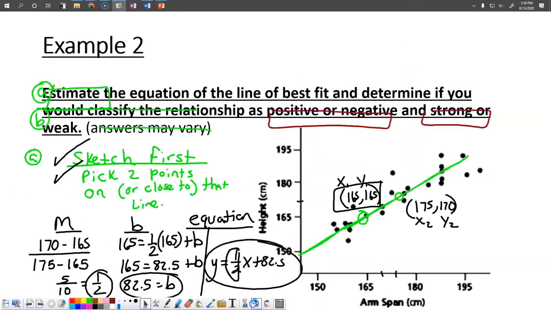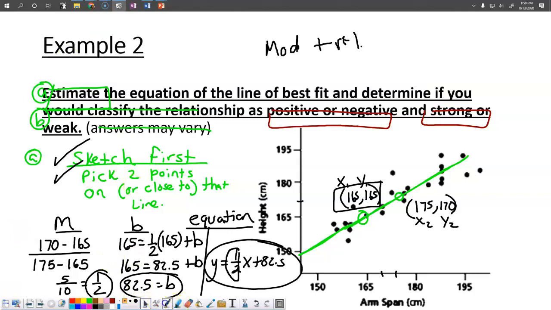Okay, so for part B, how would you classify the relationship? I would classify this as moderately strong, or I guess we don't need to say strong, we just say moderately. Moderate positive relationship. It's positive because the slope is positive. So I'd say it's a moderately positive relationship.